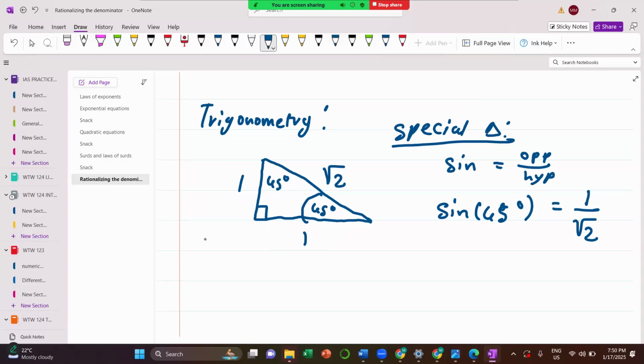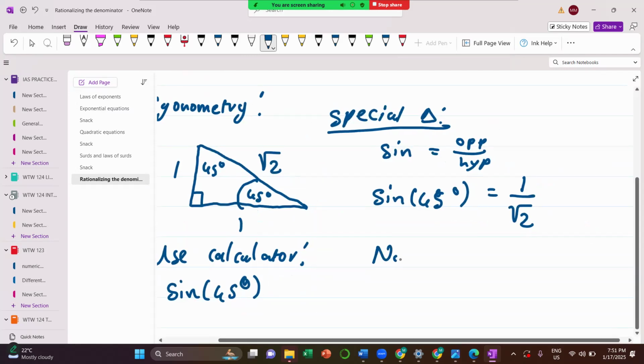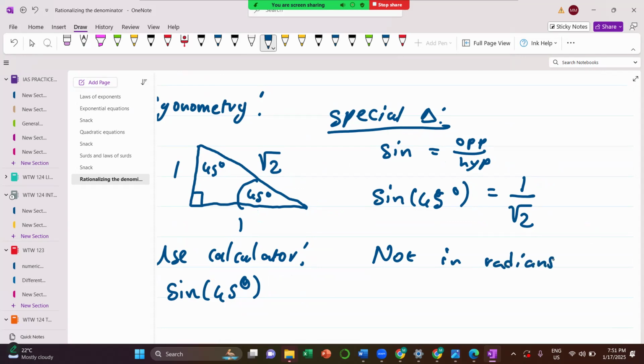But now please use your calculator. From the calculator, give me the value of sine of 45 degrees. Make sure that your calculator is not in radians. Make sure that it does not have an R there at the top. It must not have an R. It only must have a D here at the top.